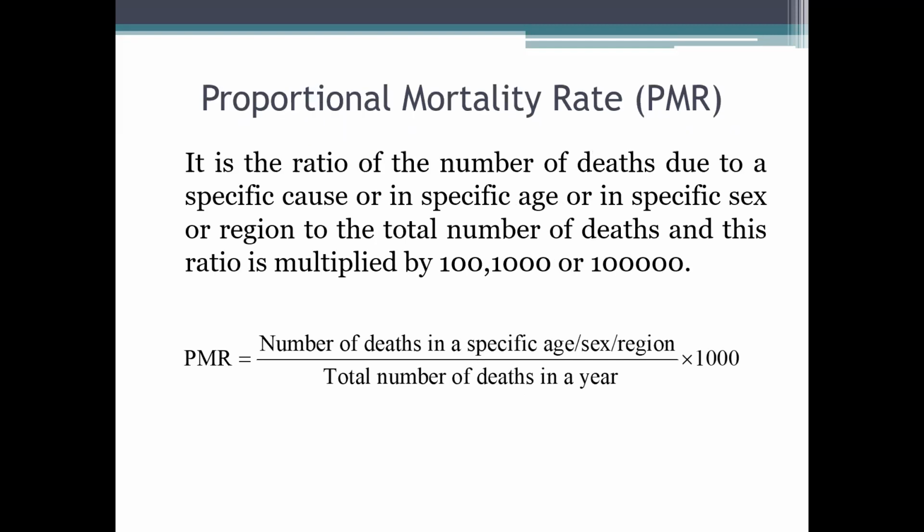Proportional mortality rate is the ratio of the number of deaths in a specific age, sex, or region, divided by the total number of deaths in a year, multiplied by 1000, sometimes 100 or 100,000. This is the proportional mortality rate.